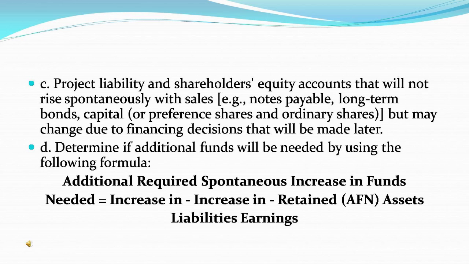D. Determine if additional funds will be needed by using the following formula. Additional funds needed (AFN) equals the required increase in assets, minus the spontaneous increase in liabilities, minus the increase in retained earnings.